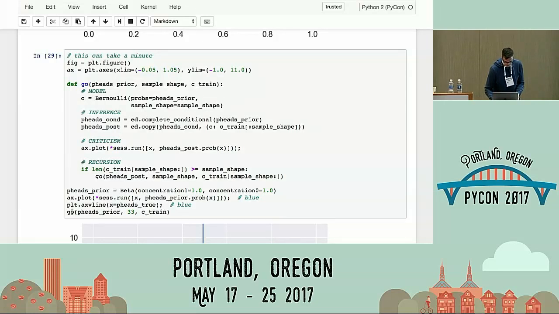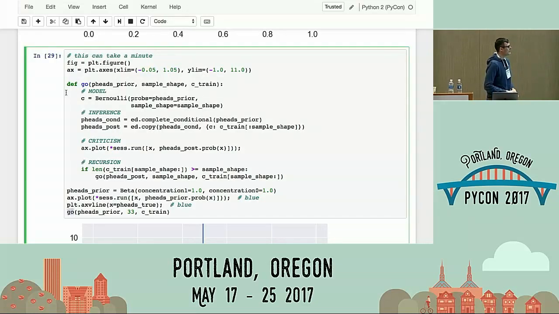So I have this recursive function here. It's called go. And it has 3 parameters. The first one is the prior. The second one is how many samples do I submit? And the third one are the actual samples. And it calls itself recursively.